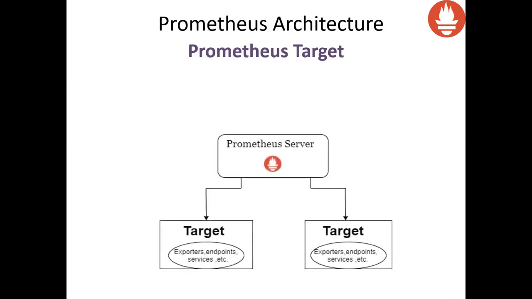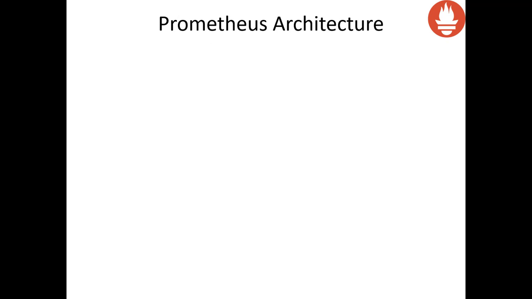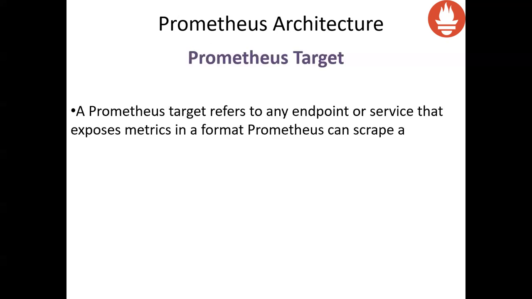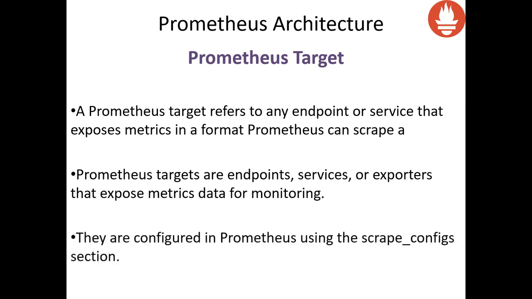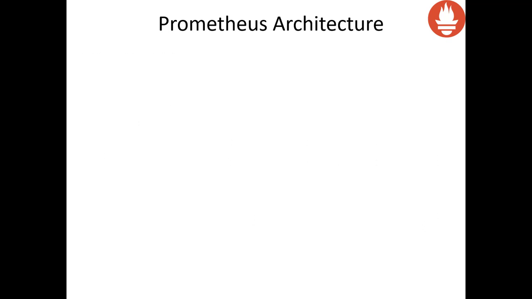Now, the next component is Prometheus target. The Prometheus server has different targets. The different targets are exporters, endpoints, or services. The Prometheus target refers to any endpoint or service that exposes metrics in a format Prometheus can scrape. Prometheus targets are endpoints, services, or exporters that export metric data for monitoring. They are configured in Prometheus using the scrape configuration sections.